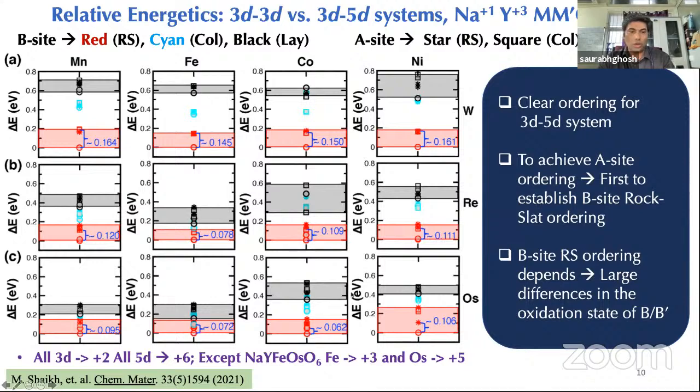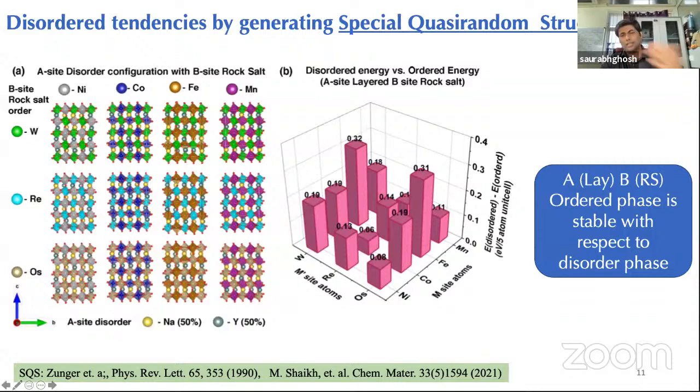We have found that in all these combinations, we generally get a +2, +6 oxidation combination. That is, the 3D is +2 and the 5D is +6, except the sodium yttrium iron osmium O6 compound. That means clear ordering can be achieved for the 3D-5D systems, and you can see the bands are very well separated.